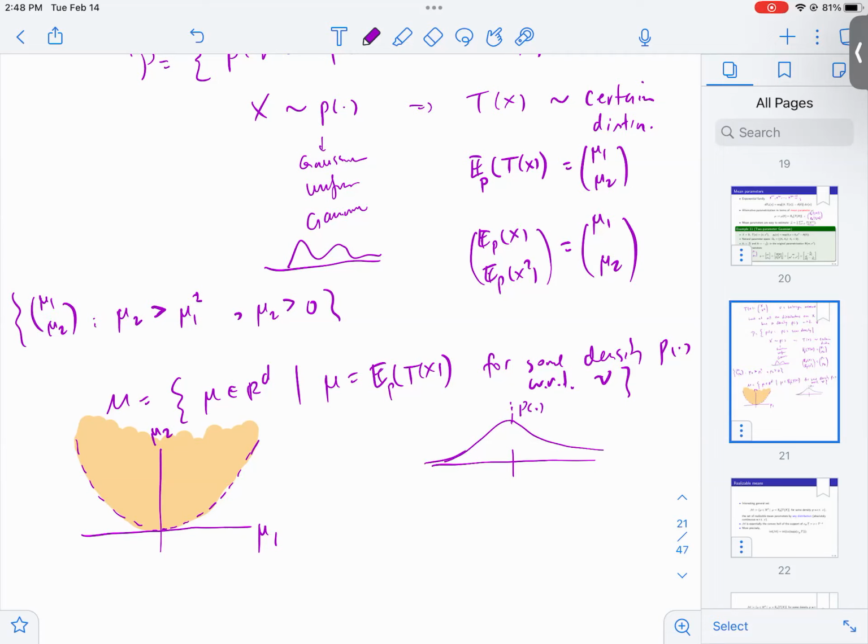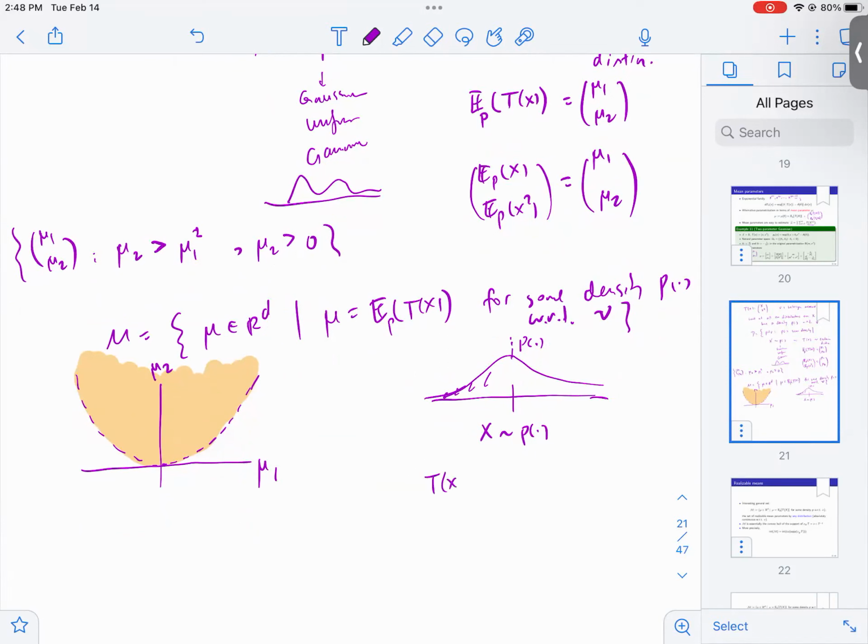So how can I visualize the distribution of this T(x)? So T(x) would be x and then x squared. So if I have a Gaussian distribution, for example, normal 0, 1, the density of... So what would the distribution of T(x) be? In R^2.